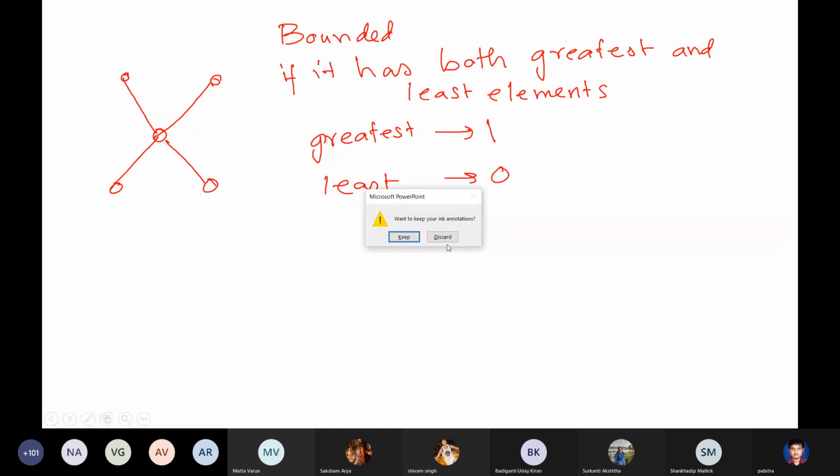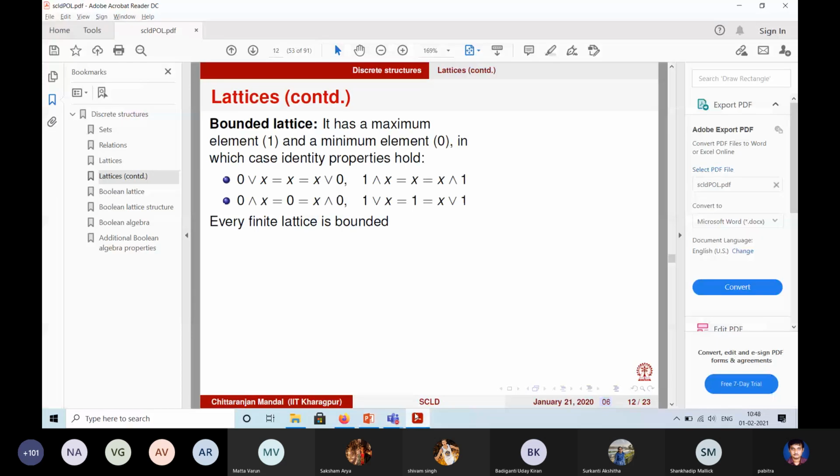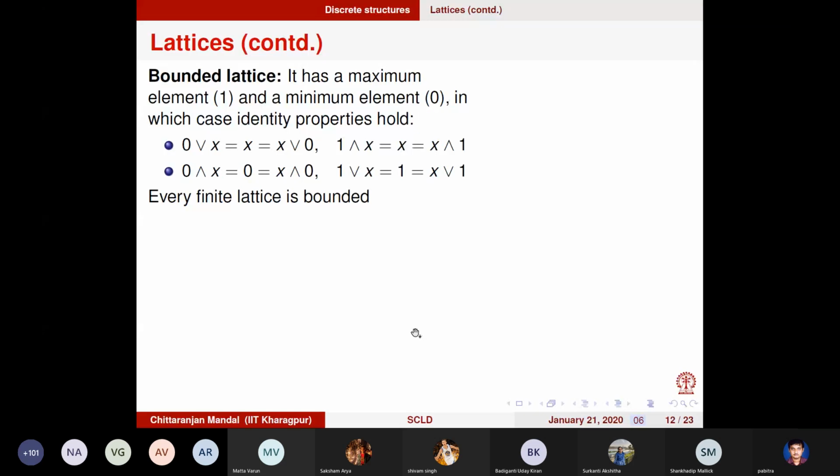It can be shown easily again that every finite lattice is bounded. Infinite lattices are not necessarily bounded. For example, if you take the set of all integers and the usual arithmetic less than or equal to as the partial ordering, then it's not bounded because it's infinite. You can easily check that you cannot define a maxima or a minima. But you can easily show that all finite lattices are bounded. They do have a maxima, they do have a minima.